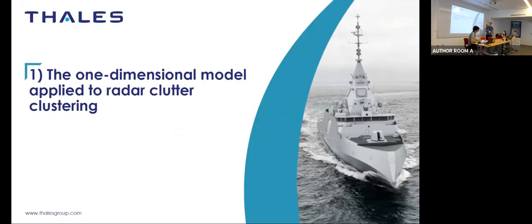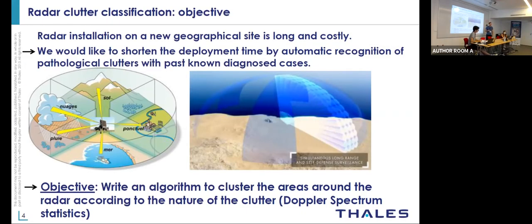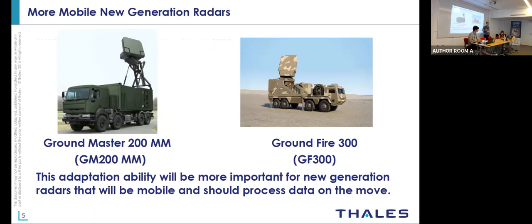So first, the one-dimensional model. At Thales, we are constructing radars, and the aim of my PhD was, from the radar data, to be able to recognize the environment around the radar. What we call the radar clutter is the information related to the environment, like the forest, the sea, the fields. This is important to be able to adapt quickly to a new environment, because radars are mobile, so they should be able to adapt quickly.